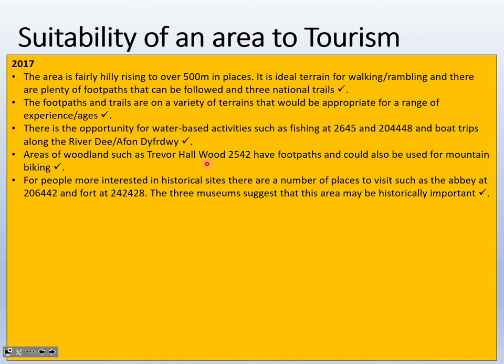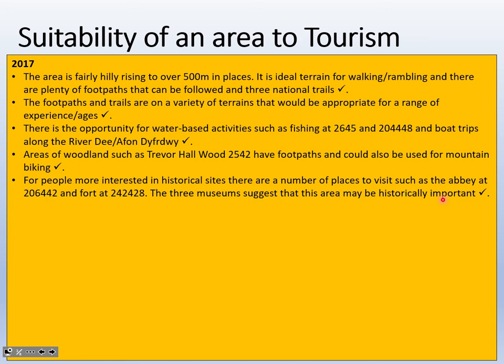Here we have our historical site theme. So there's a number of places to visit. Notice I've found quite a few. There's an abbey at a grid reference. There's a fort at another grid reference. The 3 museums in the area added to that, and here's the crucial bit, suggest that this area may be historically important. Again, I'm making sure I'm loyal to the question.